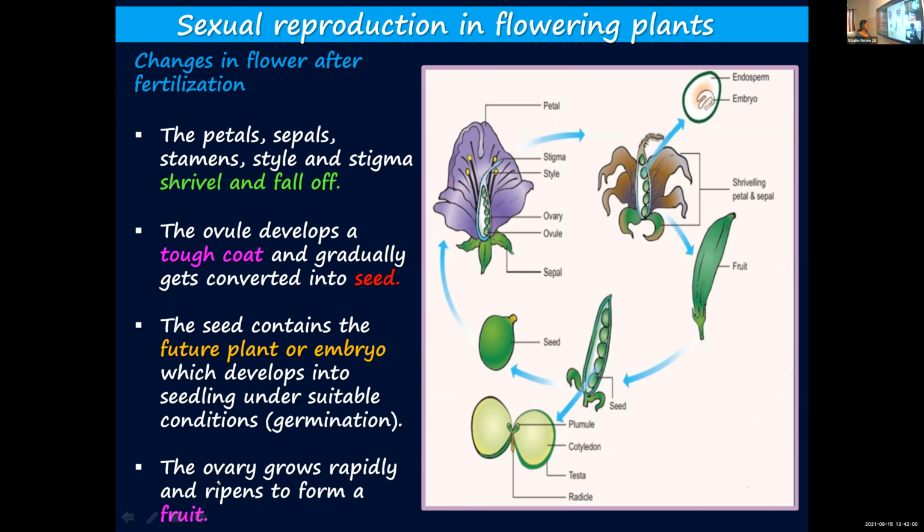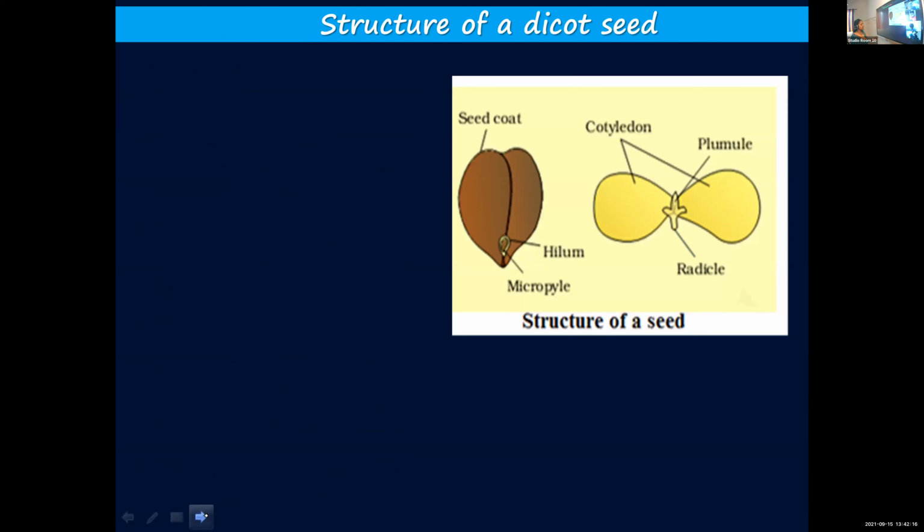Ovary grows rapidly and ripens to form a fruit. The ovary will grow and develop into the fruit once fertilization is completed. And children, there are many diagrams which you should copy to your notebook. This is also an important diagram which you have to copy down. Sometimes you will be asked to draw the structure of a seed and label the parts. Seems to be very simple, but this is an important diagram.